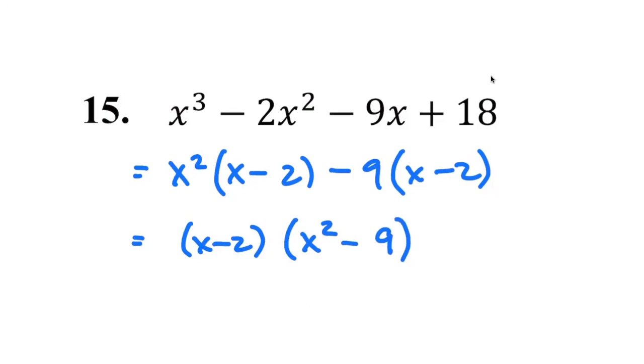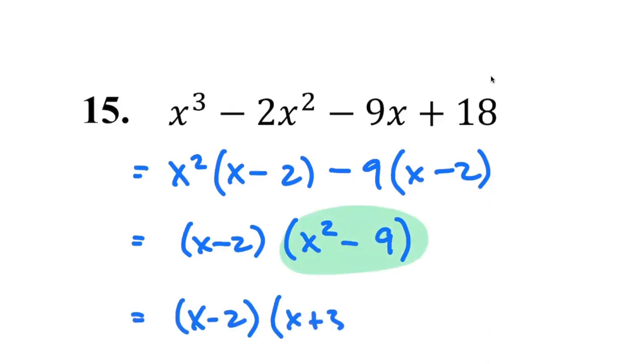Now, some people will stop right there. And if you stop right here, I'm sorry, you are not going to get full credit. You get some credit, but not full credit. And why? Because you are not sensitive enough to see that x squared minus 9 could be further factored. And x squared minus 9 is x plus 3, x minus 3.